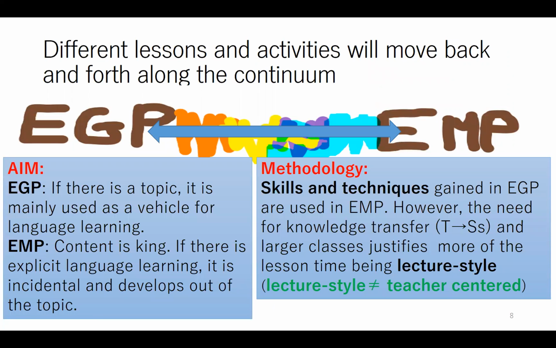So let's have a look at different lessons. I teach many lessons, but I think there's a continuum. EGP is English for general purposes, and EMP is English for medical purposes. I would say that the aim of EGP is very general. If there is a topic, it is mainly used as a vehicle for language learning. Often you don't have a topic; often you're teaching a function, like how to talk about hobbies or going to the post office. But in EMP, on the other hand, content is king. If there is explicit language learning, it is incidental and develops out of the topic. This is my view.